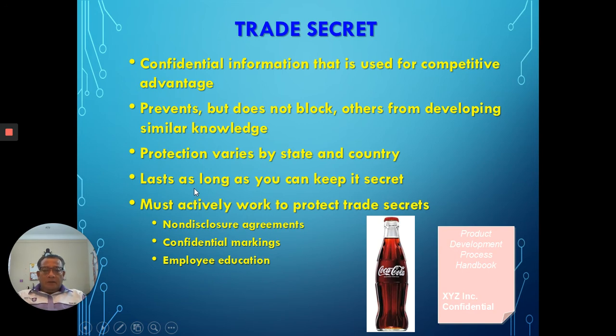And it can last as long as 20 years. So the company must actively work to protect the trade secret by having a non-disclosure agreement. It's like a documentation of a memorandum of understanding or agreement in order to share or release the trade secret information to another company. So they must have confidential markings or chop or stamping, and employees need to be educated to protect their company trade secret, because that is an asset to the company from the competitor or just from the copycat company.